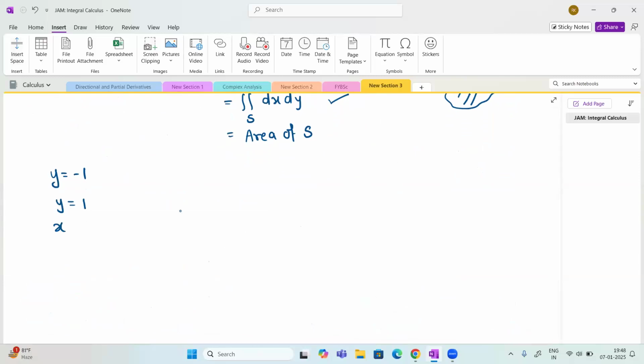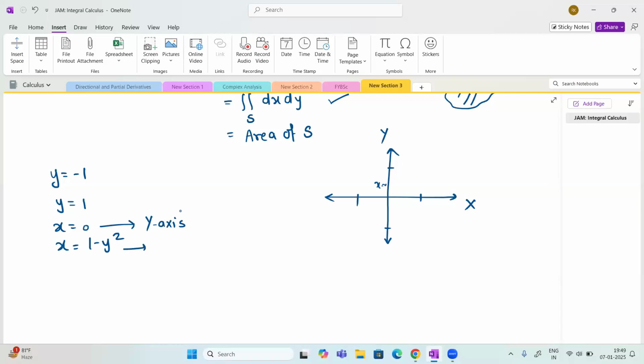See, x is equal to 0 and x is equal to 1 minus y square. So this is the x-axis. This is the y-axis, right? Okay. So x is equal to 0 means this is the equation of the y-axis only. Region bounded by the y-axis. And this is the equation of what? A parabola.